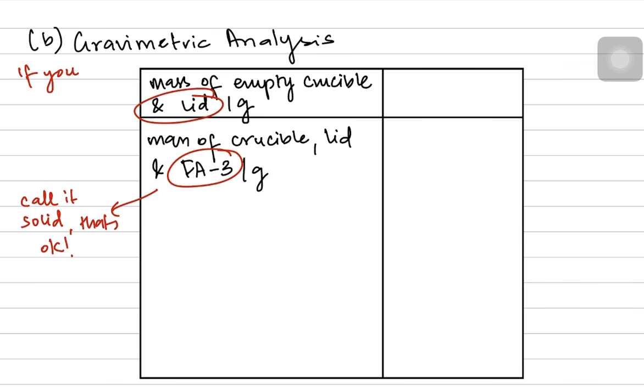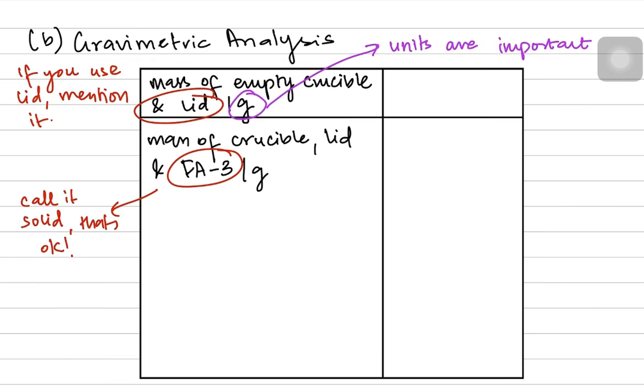Make sure if you're placing the lid on top of the crucible while you're making the measurements, you talk about it. You have to be consistent with the lid. You can't mention the lid in a few rows and not mention it in the other ones, because then it means that you were not placing it. Units are important. So if it's grams, you have to place the unit after every heading with a slash.